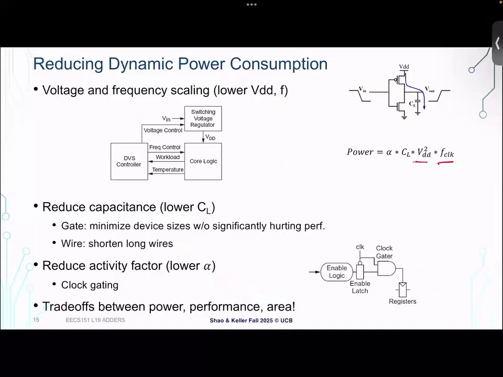You'll notice that this cartoon is showing something called DVS, also called DVFS, dynamic voltage and frequency scaling. So many modern digital circuits will have the ability to adjust their voltage dynamically depending on the program behavior. In a workload phase where you need a lot of performance, you can increase the voltage to spend more power, spend more energy, but improve your performance. And if you're in a lighter workload phase, you can decrease your voltage to operate in a more energy efficient regime.